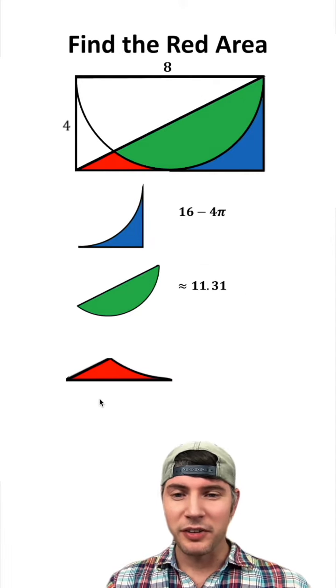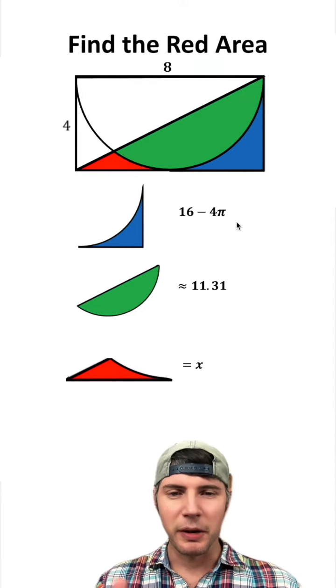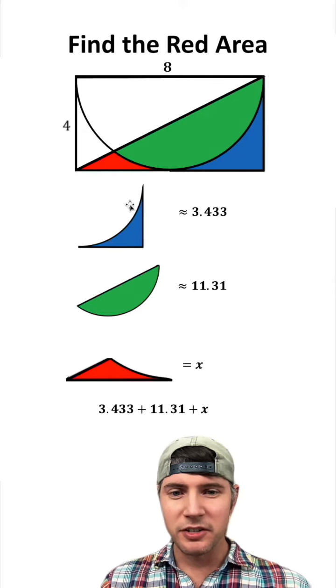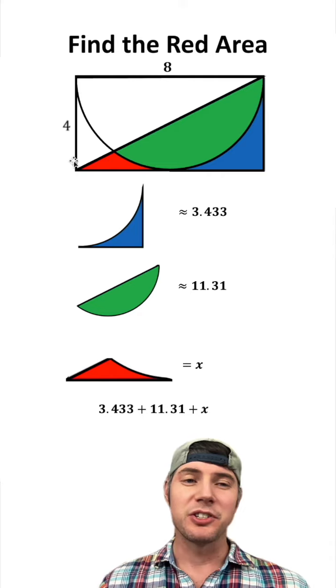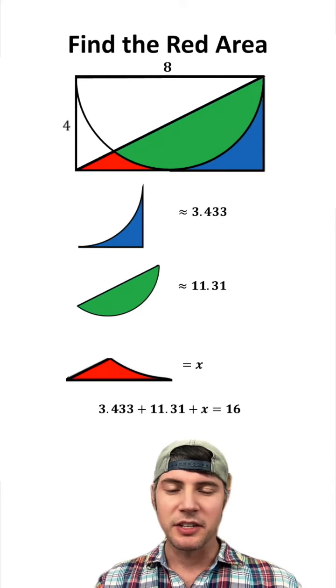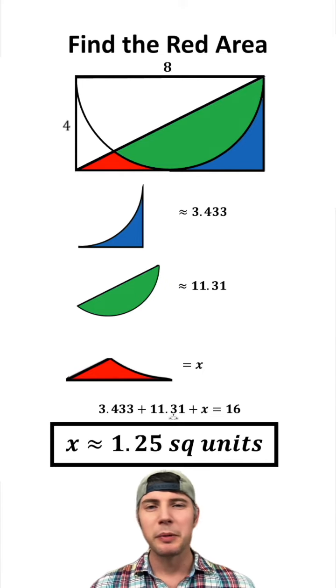Now this red figure is what we're trying to solve for, so we'll call that x. Let's plug this 16 minus 4 pi into a calculator, and we get approximately 3.433. If we add up these three figures, it's going to be half of this rectangle. This rectangle is 8 by 4, which is 32. When we divide that by 2, we get 16. And from here, we can do 16 minus this, and we get x is approximately 1.25 square units. And we can put a box around that.